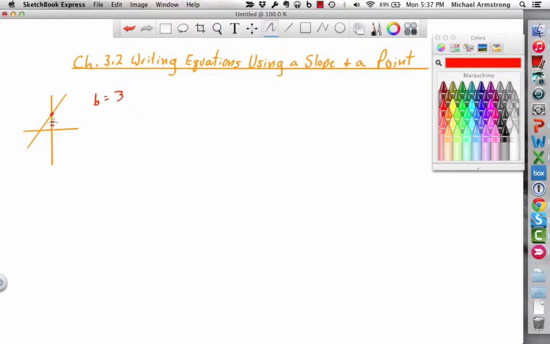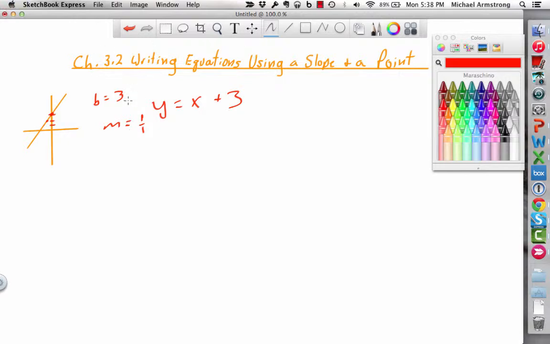Positive 3, 1, 2, 3. Okay, 1, 2, 3. We found that the y-intercept was that, and then maybe we went down 1 over 1, and we noticed that the slope was equal to 1 over 1. Rise of 1 and a run of 1, and then we just made our equation y equals 1x, which is just x plus 3, and it was relatively easy.